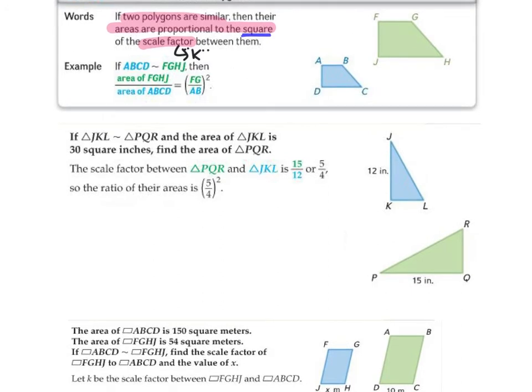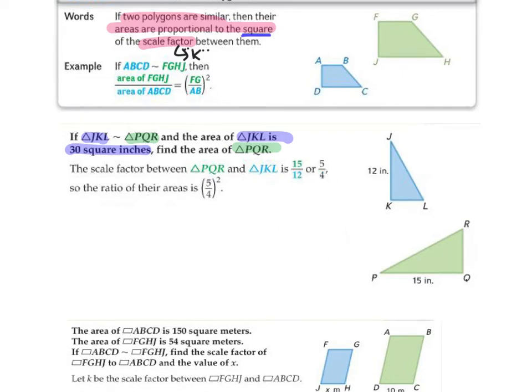If we have triangle JKL similar to PQR, I'm going to color coordinate these for you. JKL is blue, PQR is green. The area of JKL is 30 square inches. We want to find the area of PQR. First we want to start off with the scale factor, which is the ratio between corresponding sides. So the scale factor between PQR and JKL is 15 over 12, or when reduced, 5 over 4.